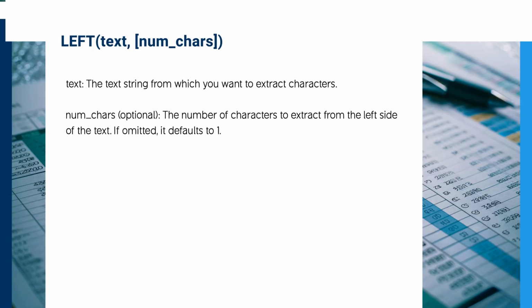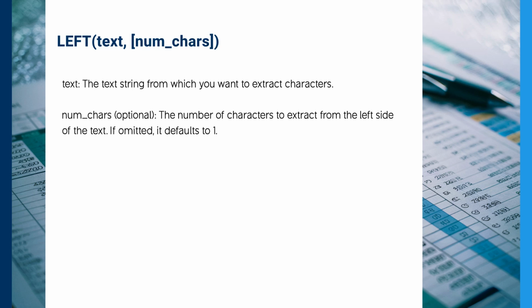Let's dive in. Let's start with the syntax of the LEFT function. Here's what each part means. Text: this is the text string or cell reference from which you want to extract characters. Num_chars, optional: this specifies the number of characters you want to extract from the beginning of the text string. If omitted, Excel will return the first character.